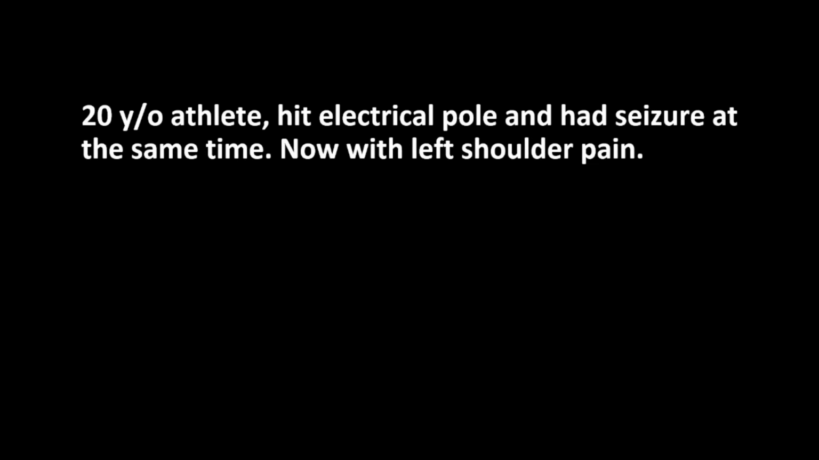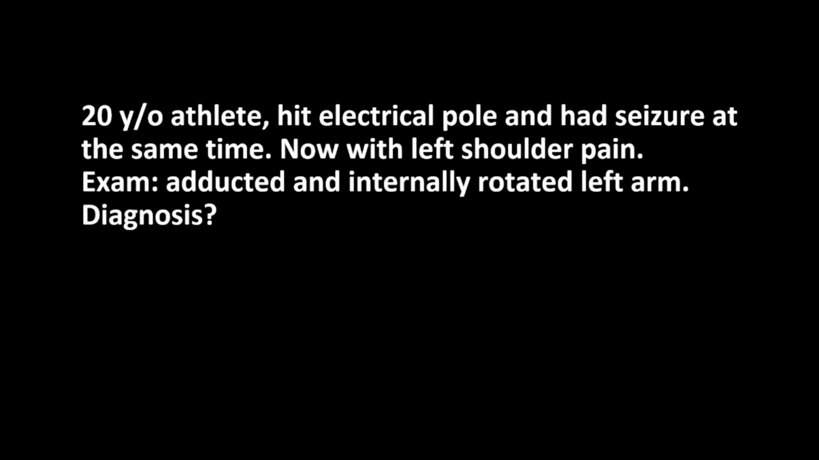Now let's say we have another 20-year-old athlete, just full of 20-year-old athletes on this exam, that hits an electrical pole and has a seizure at the same time. So a very unlucky sequence of events, a series of unfortunate events, some would say. Now this patient has left shoulder pain. On exam, you note that his left shoulder is adducted and internally rotated. So what is your diagnosis for this patient?